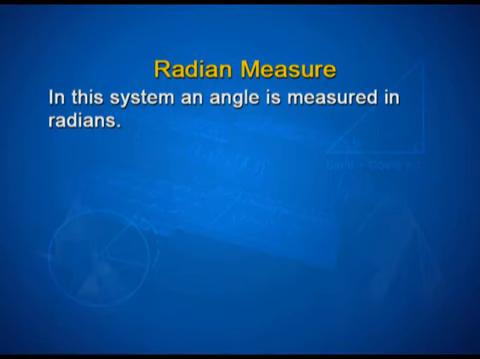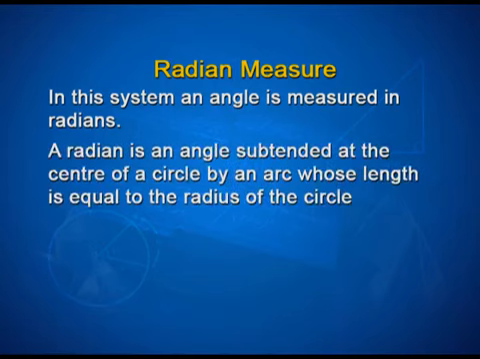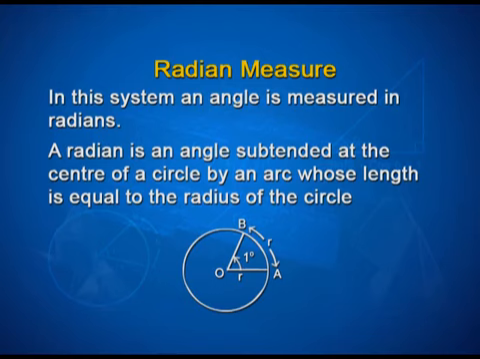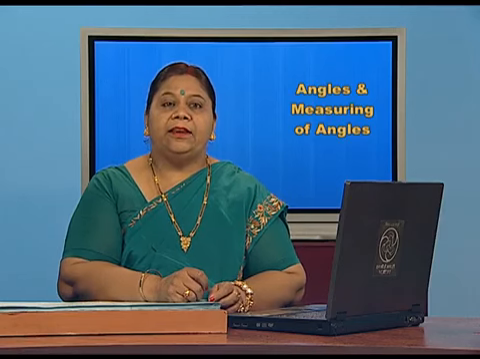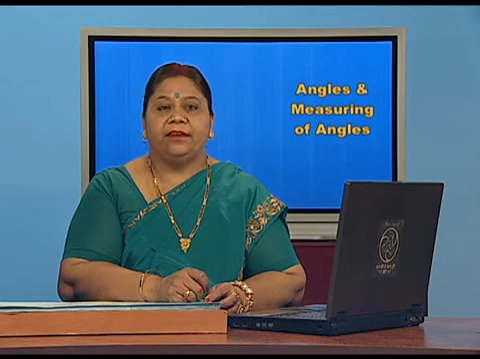Second one is radian measure. In this system, an angle is measured in radians. A radian is an angle subtended at the center of a circle by an arc whose length is equal to the radius of the circle. Here in the figure, let AB be an arc of a circle with center O and of radius r, such that length of the arc AB is equal to r. Then angle AOB will be 1 radian.